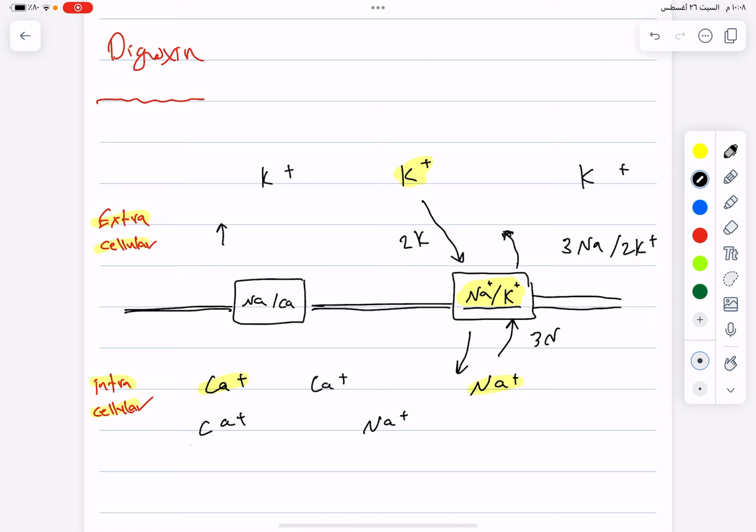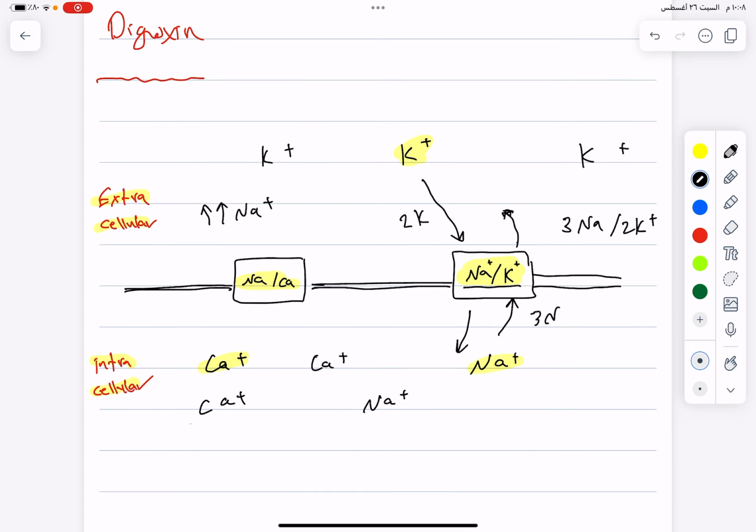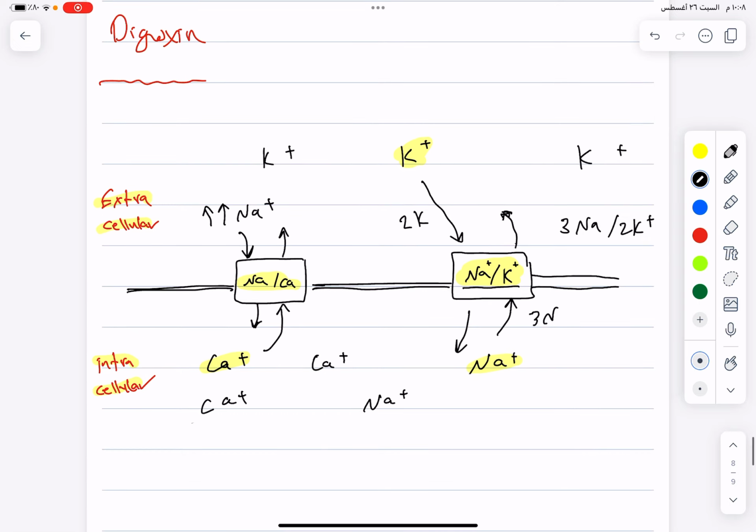Also, when there is a build-up of sodium in the extracellular space, it will lead to activation of the sodium-calcium pump. So when there is high sodium in the extracellular space, it will lead to exchange of the sodium with the calcium. So the sodium will go in and the calcium will go out. So this is the normal physiology of the sodium-potassium pump.